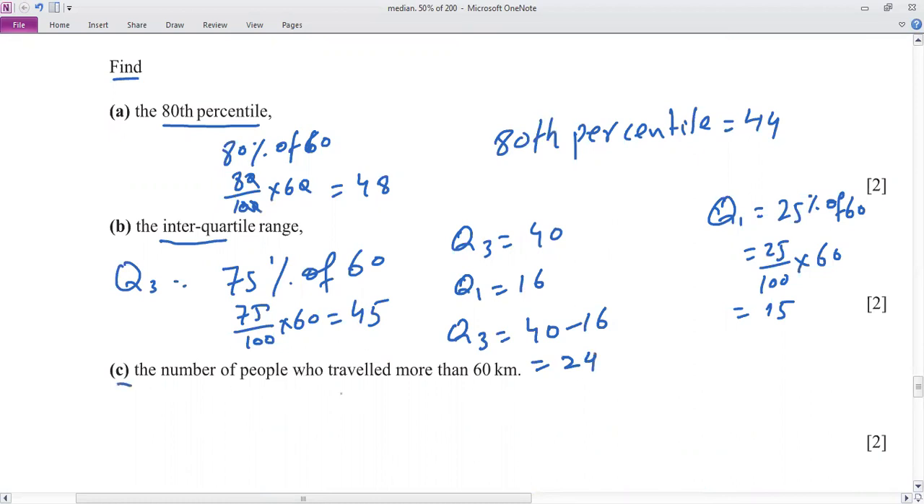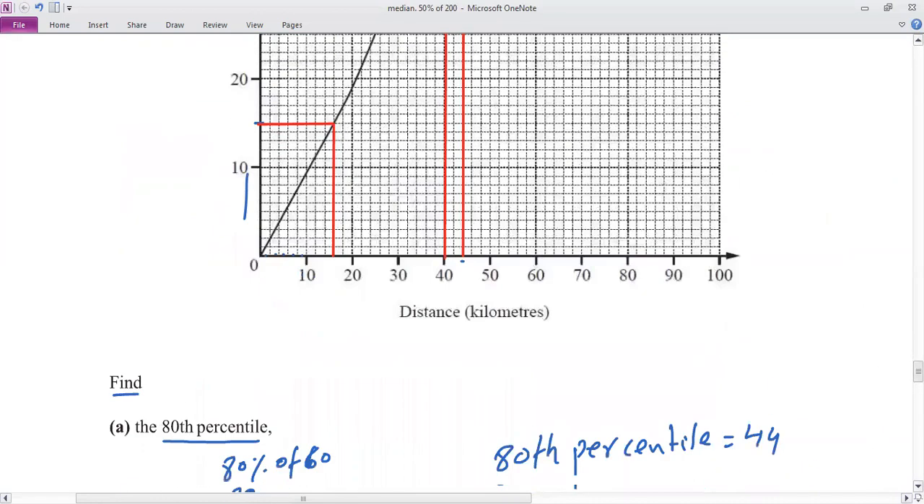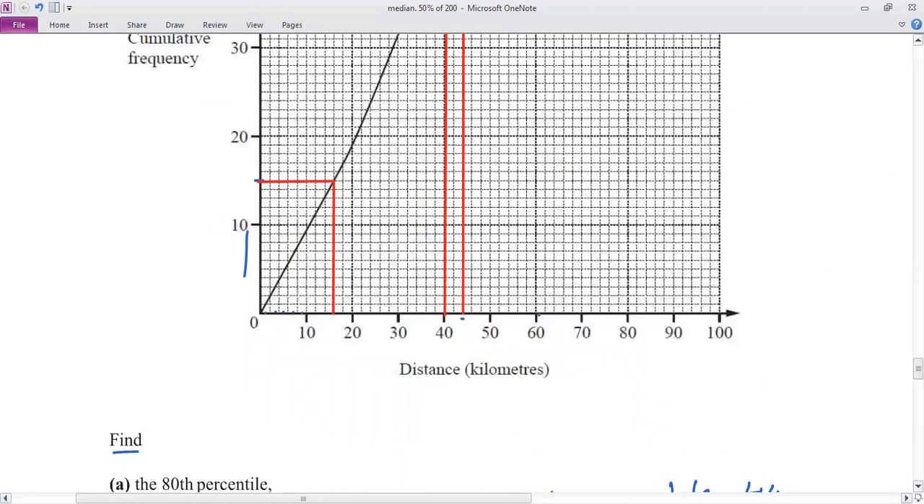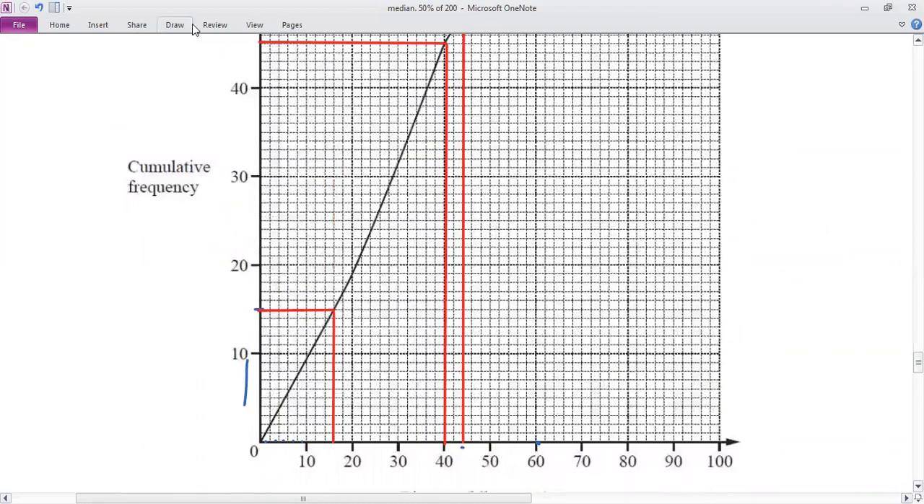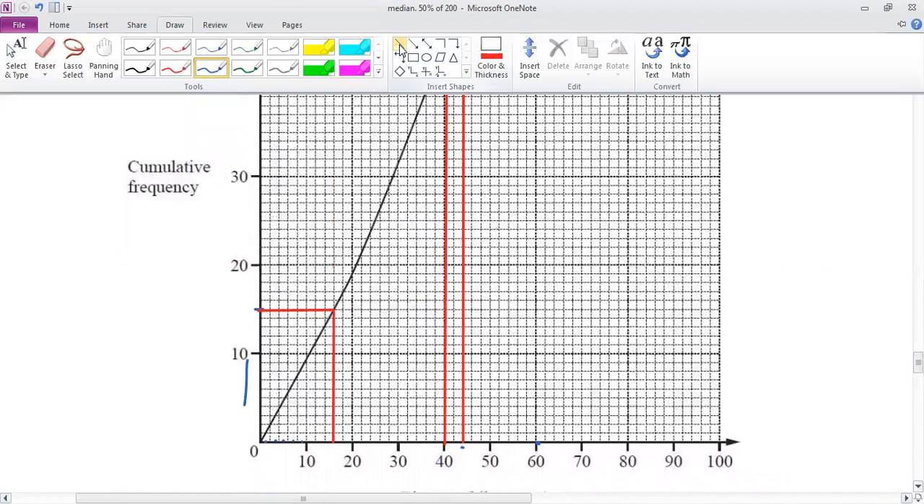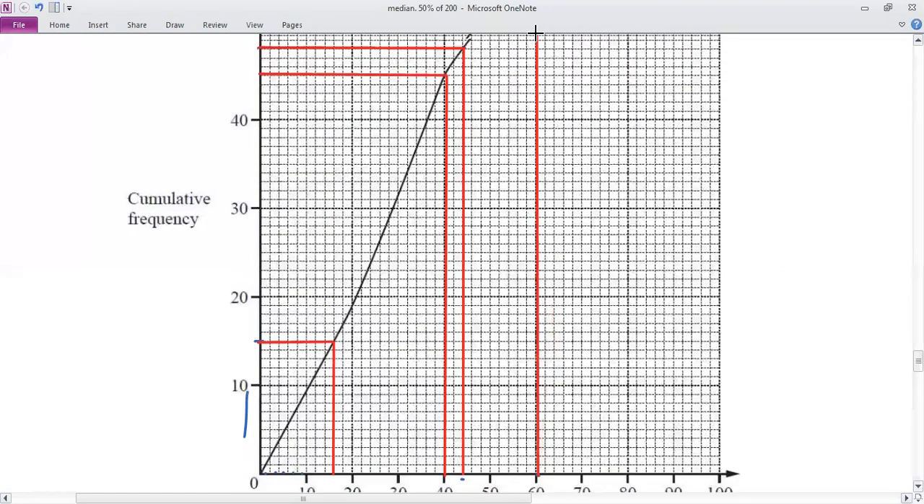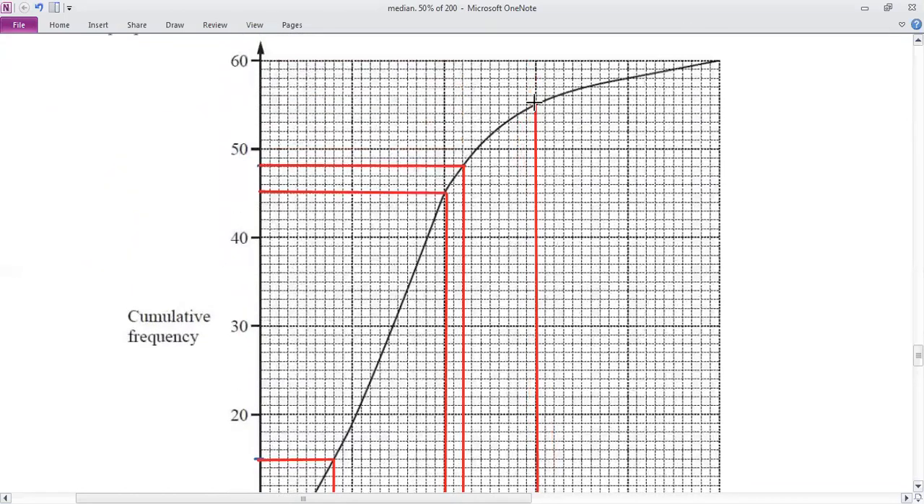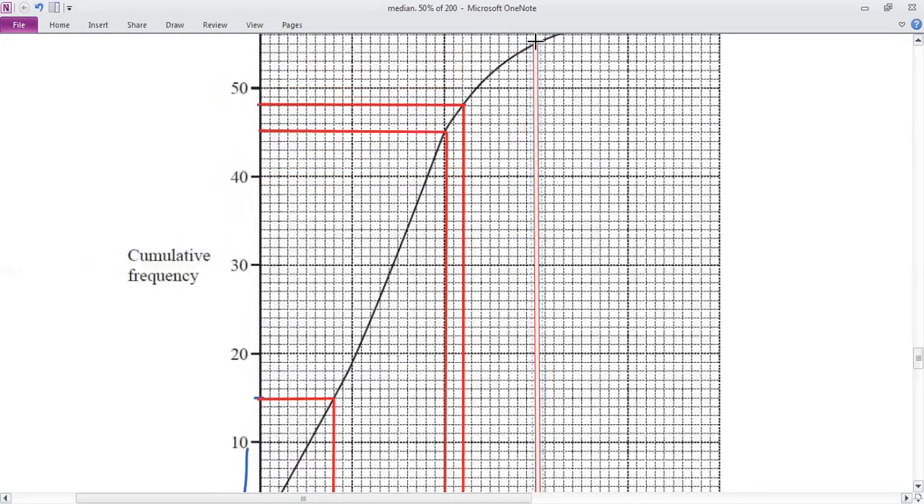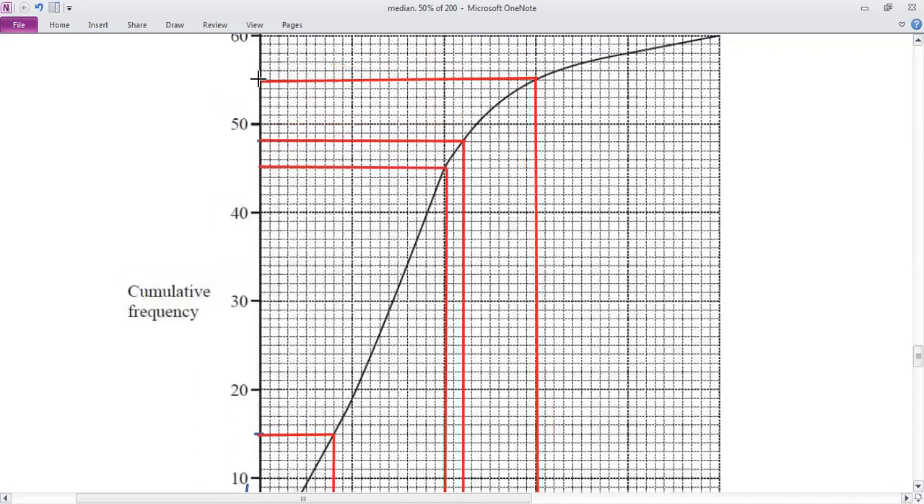And then the number of people who traveled more than 60 kilometers, it means you have to go to the kilometer side. From here, take the line where it touches the curve. Take this line where it touches the curve. Yes, this is the line. From here, it touches the curve.